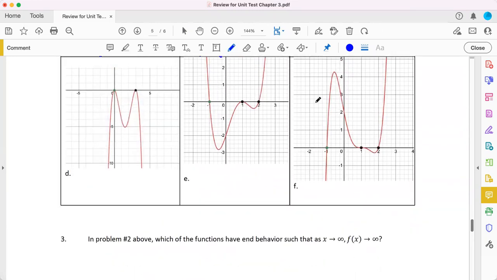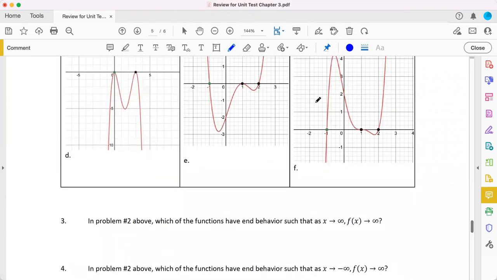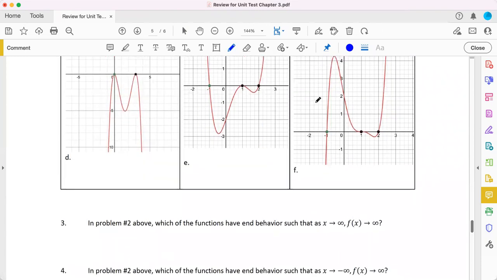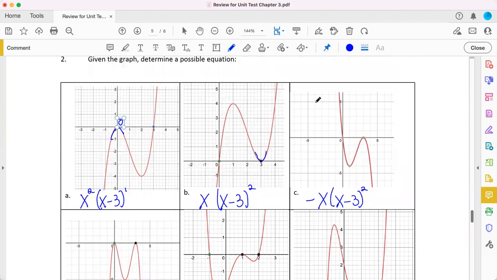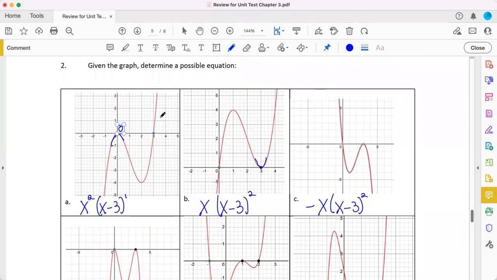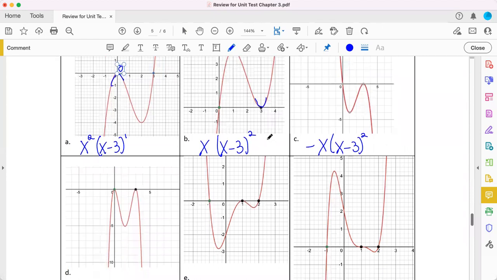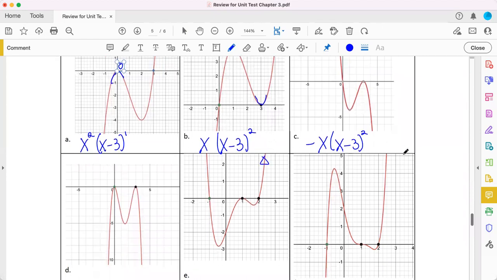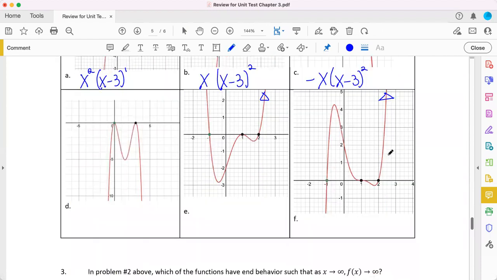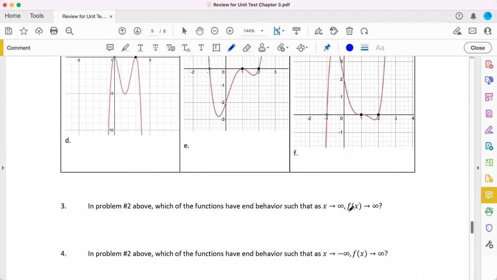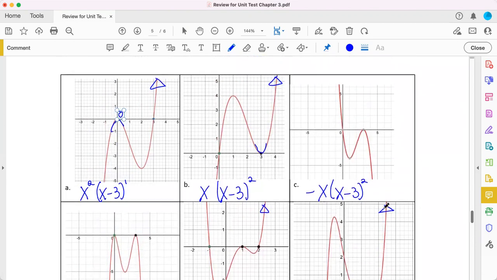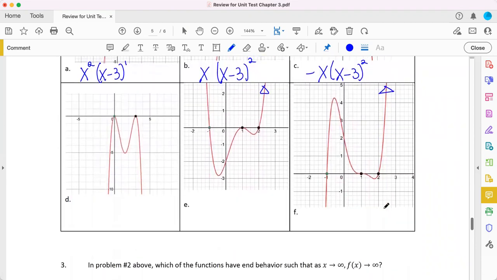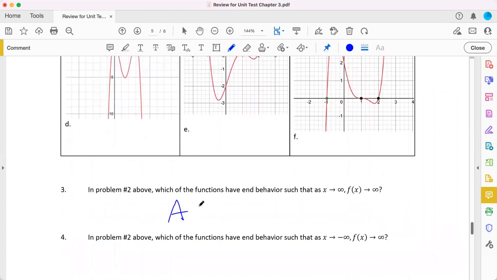And number 2 above, which are the functions going towards infinity when you approach the outwards area. So we're just looking for areas that are going up and to the right, really. So that would be A, that would be B, that would be E, and that would be D. Is that right? X approaches infinity, f of x approaches infinity. So we're looking for graphs that are going up and to the right. So A, B, E, F. Those functions do just that.